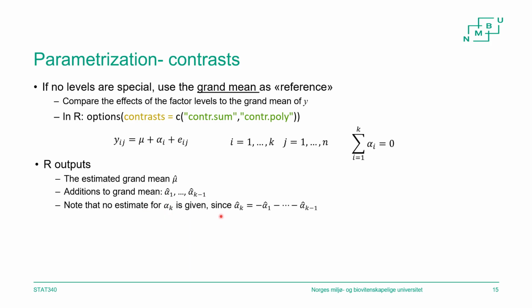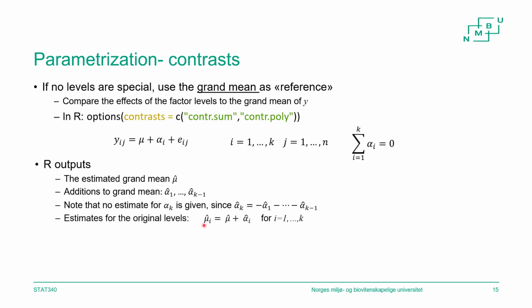And that is because this must be fulfilled, right? Once you have all the first k-1 values, you also have the last one, because we know it sums to 1, so the last one must be the negative of the sum of all the previous ones, for this to be true, right? So for that reason, the last effect is never output. You have to compute it manually if you want to know its value.